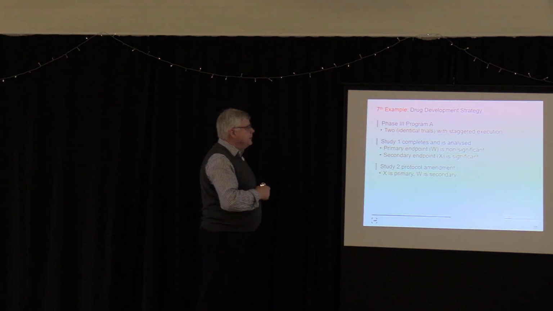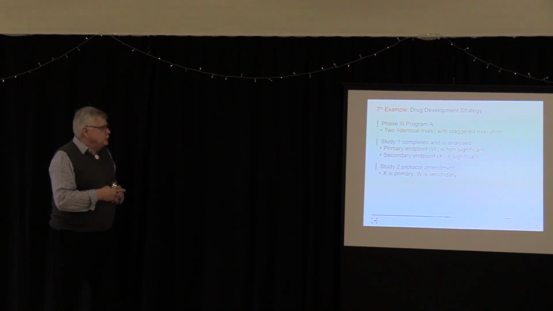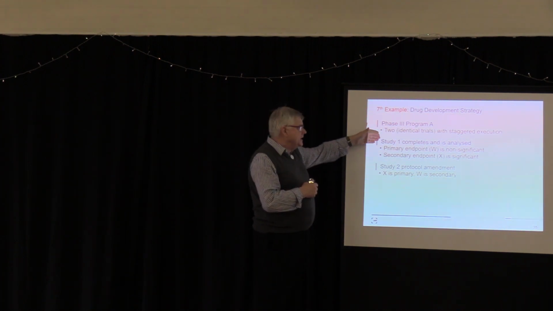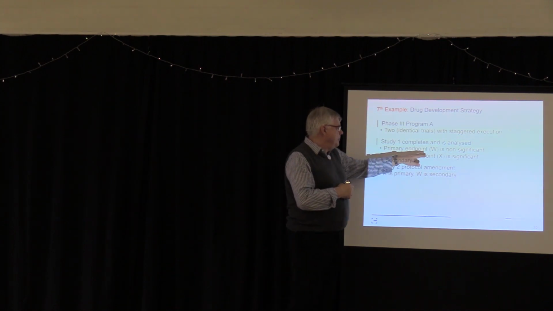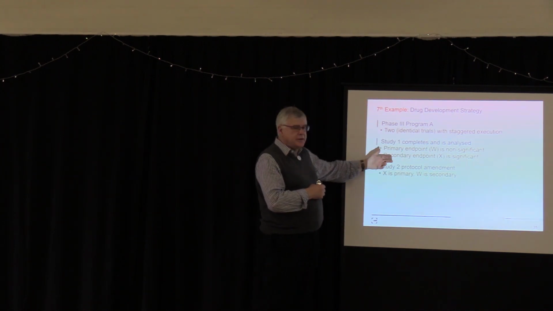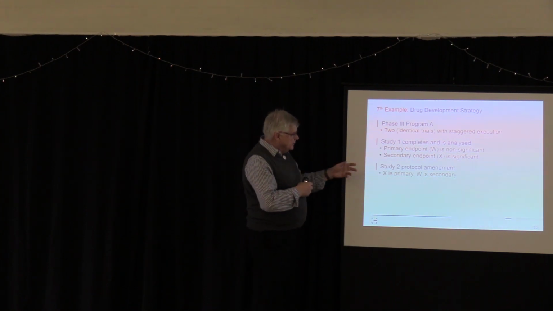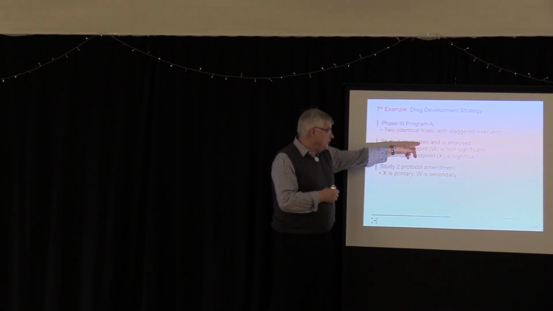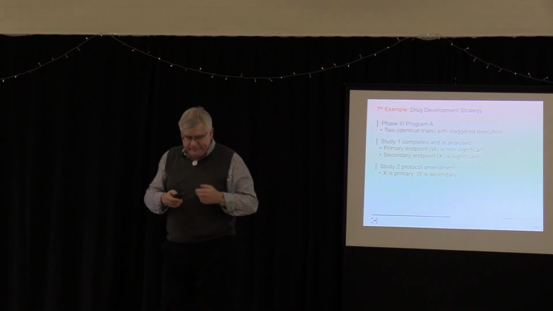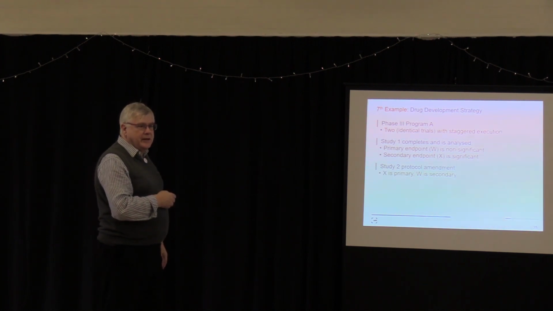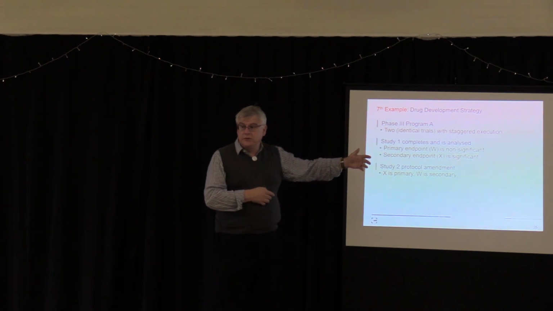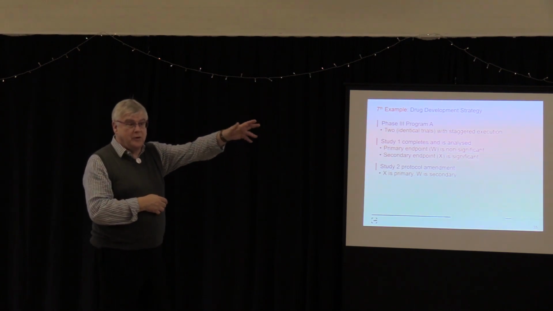Another drug development program, 2 identical trials with staggered execution. Study 1 completes and is analysed. The primary endpoint turns out to be non-significant, but the secondary was significant. So the sponsor amended the protocol of the second study, because they hadn't unblinded it yet, to make what was secondary primary and what was primary secondary. And they said to me, what do you think the FDA will think? And I said, I don't think they'll like it, because you can show quite easily that by doing this, you elevate the false positive rate across the program as a whole.